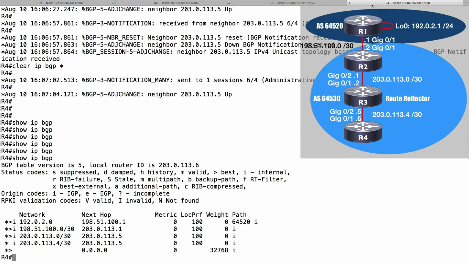But look at this. We've got great news here. On router R4, we now know about those two networks that we did not know about before. And that's because R3 learned those from an iBGP peer, but it was configured to reflect any iBGP learned routes to router R4. And that's the reason that R4 knows about these two routes. And that's a quick look at the need and the configuration of BGP route reflectors.